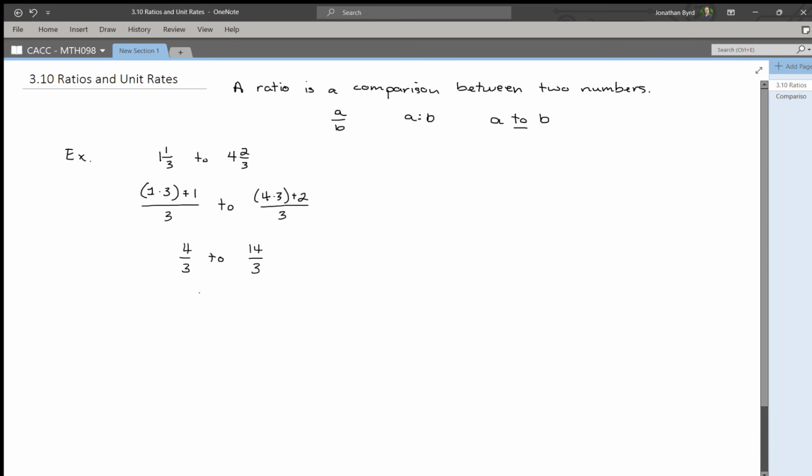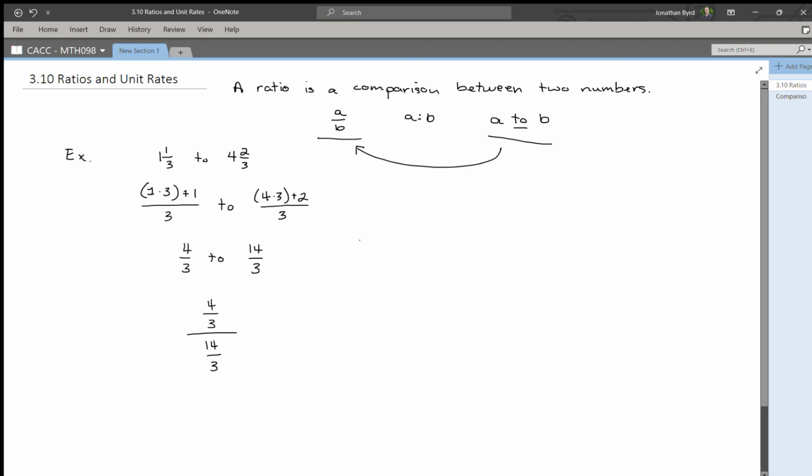So if I've got two fractions, the way that I would know to simplify this is through using complex fractions. So I can switch between one method of writing down a ratio, like a to b, over to another form of writing a ratio, like a over b. So 4/3 to 14/3 is really the same thing as saying 4/3 over 14/3. And now this, we know how to simplify.